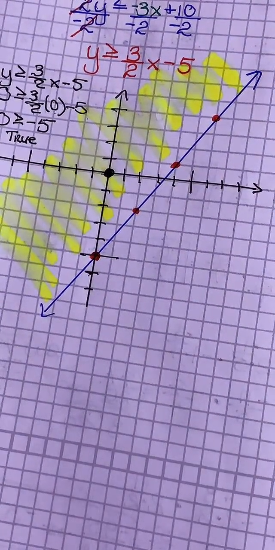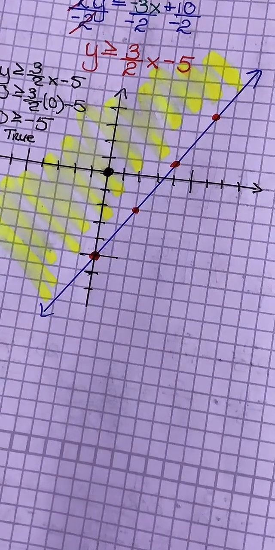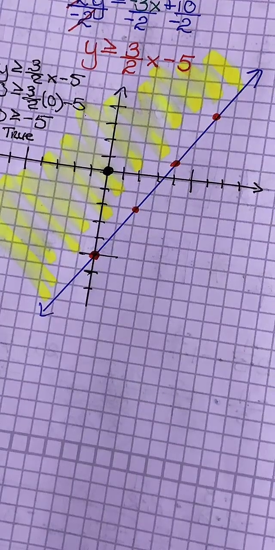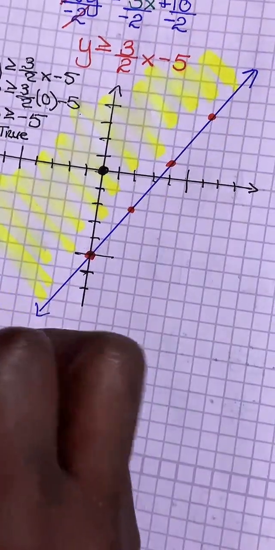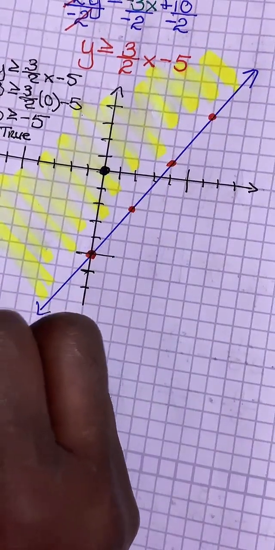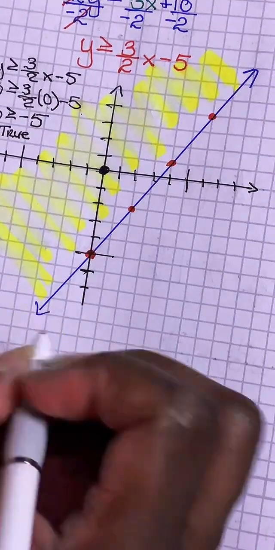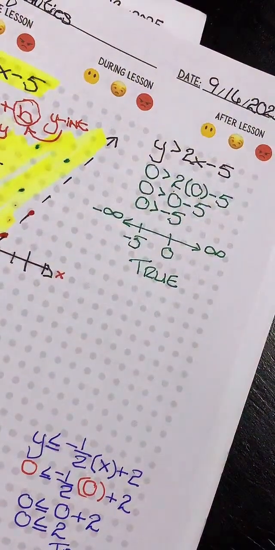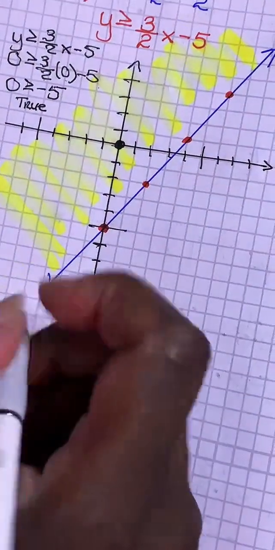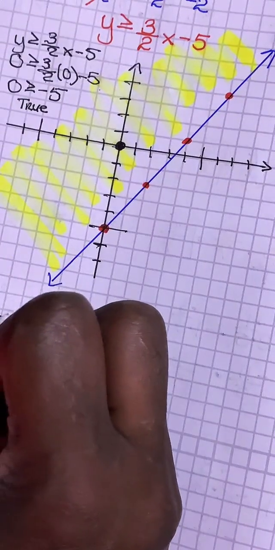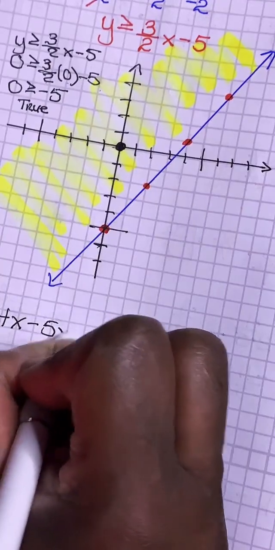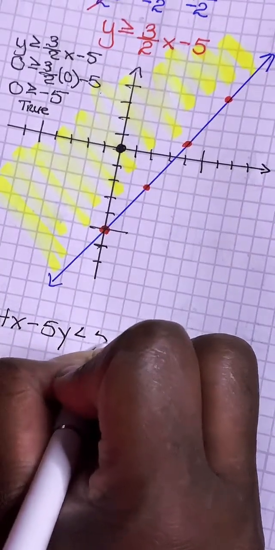But let's see if I can do, okay, let's see if we can do this one. Hold on. Let me make sure I didn't, okay, I didn't use that one. I don't want to repeat. So we have 4x minus 5y is less than 5.